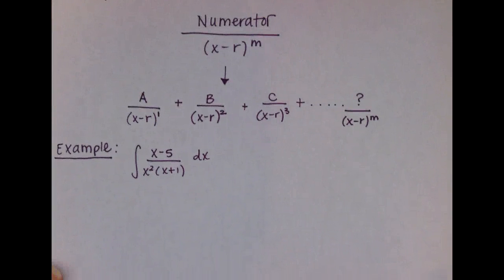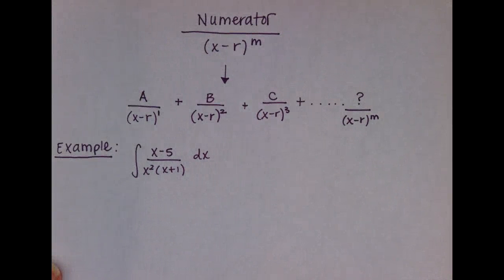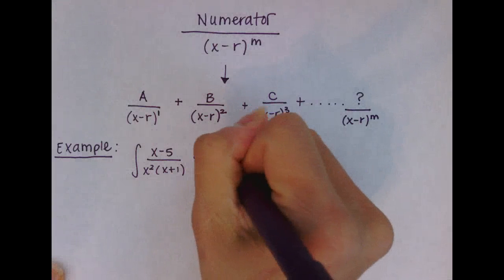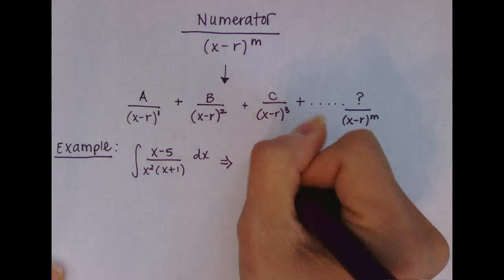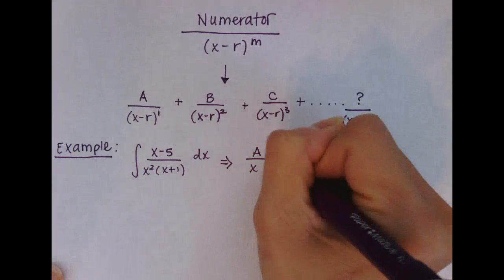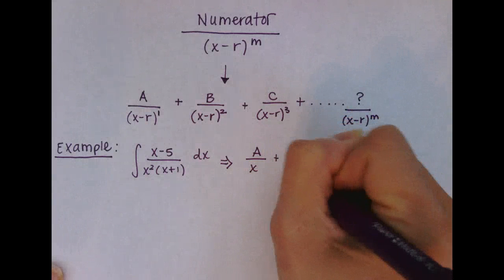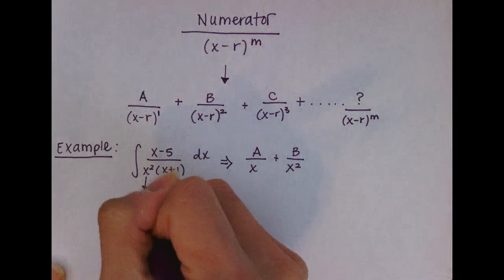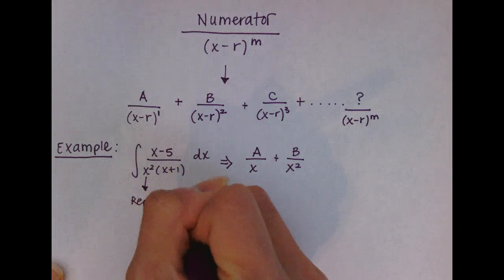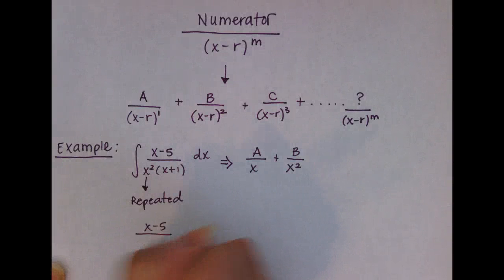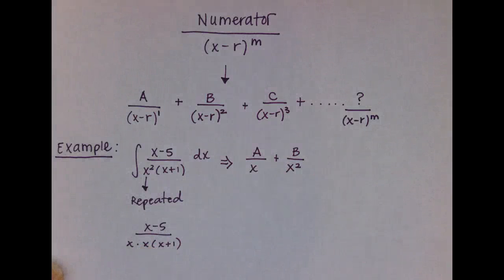So here's an example where I would want to use partial fractions to integrate. You can see that the denominator is already factored. And so the way that this should be written out is that you should have A over x plus B over x squared. Again, this is the factor that is repeated. So in other words, this is like having (x - 5) over x times x times (x + 1).